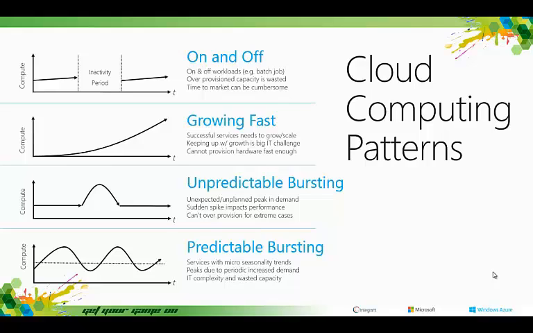The unpredictable burst is even worse, right? I have some press about my product or something, and I get a big burst of activity against my site. I didn't know it was going to happen, and I'm either having to over-allocate or under-allocate for that. And then finally, there's the predictable one, which is very similar to the on-off. It's where you know you're going to have troughs, but you have to allocate resources for the high watermarks.